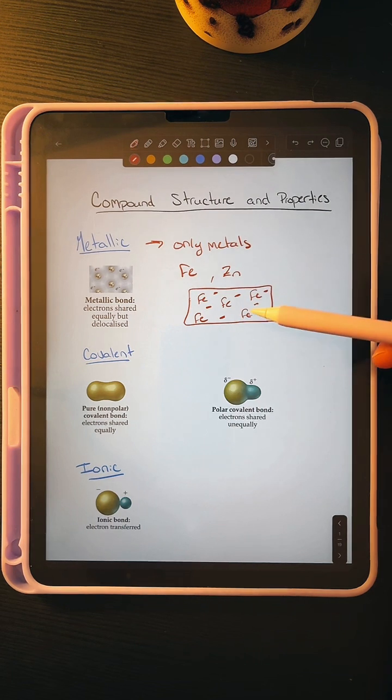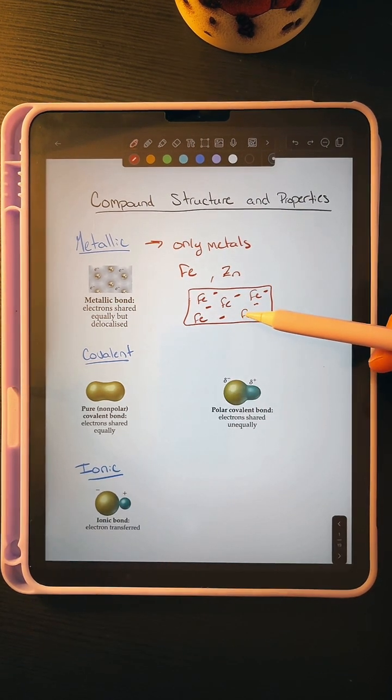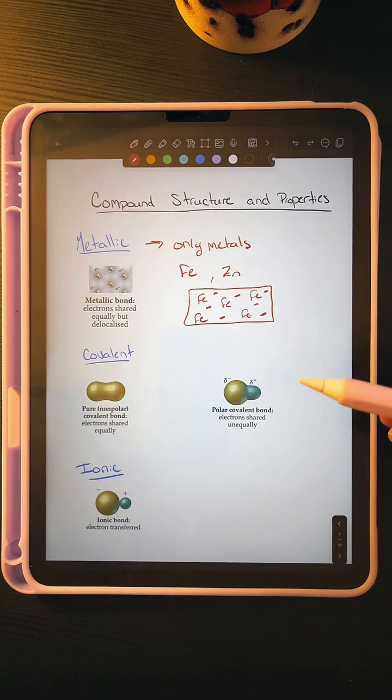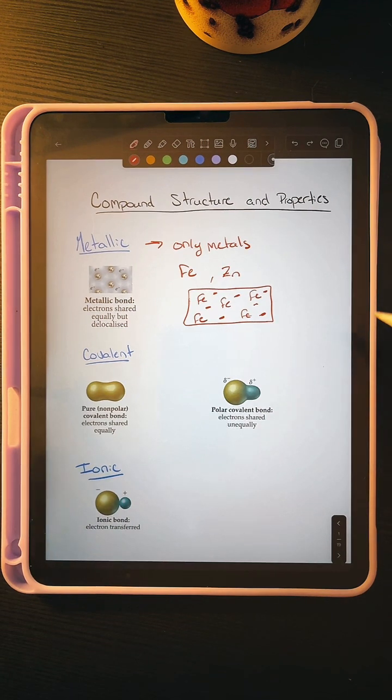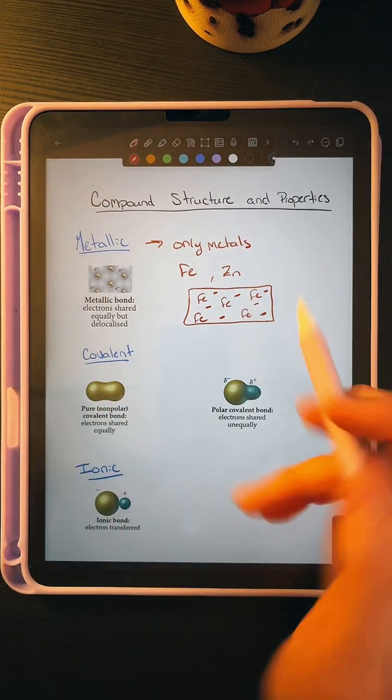Primarily, you'll see metallic when it comes to metal solids like alloys. We'll talk about substitutional and interstitial alloys in a little bit. Exactly, like lattices and everything. So that's all metallic.